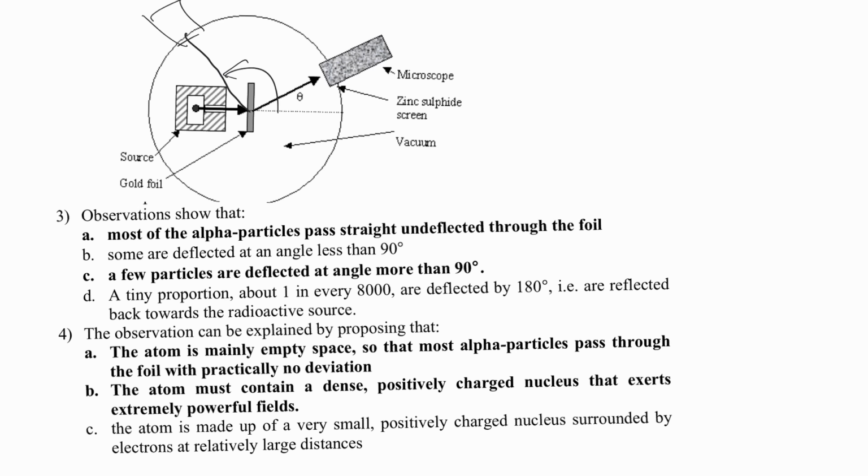Since your alpha particle, which is a nucleus of helium, is positively charged, it means that the gold nucleus must also be positively charged. Correct or not? Alpha positive, gold must also be positive. So that is the second conclusion: the atom must contain a dense, positively charged nucleus that exerts extremely powerful fields.